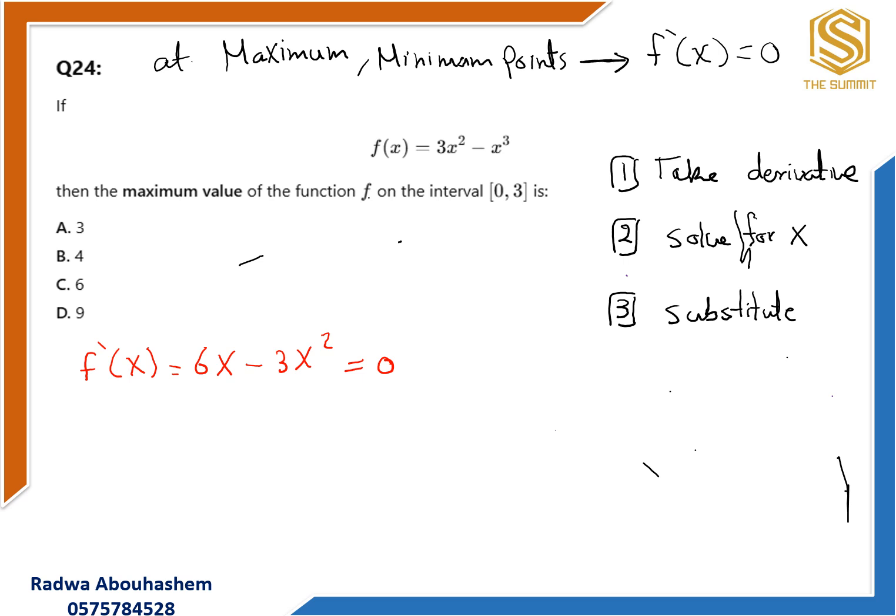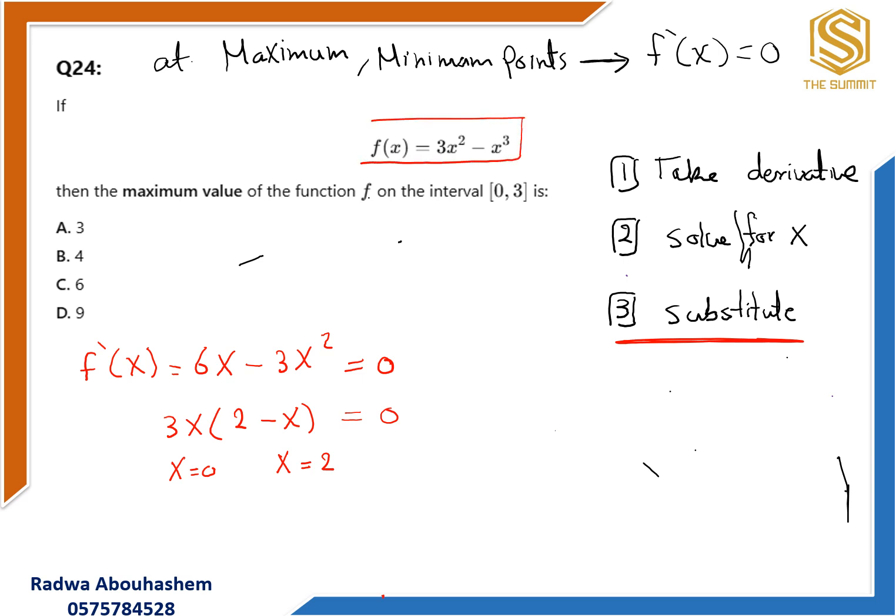So here I'm gonna take 3x as a common factor. So it would be here 3x times (2 minus x) equal to 0. So maybe here x equals 0, or maybe x here equals 2. Then I have to substitute. I'm gonna substitute in the original function here. Take these values and try to substitute. So the function of 0, if I put 0 here and 0 here, it would be 0.